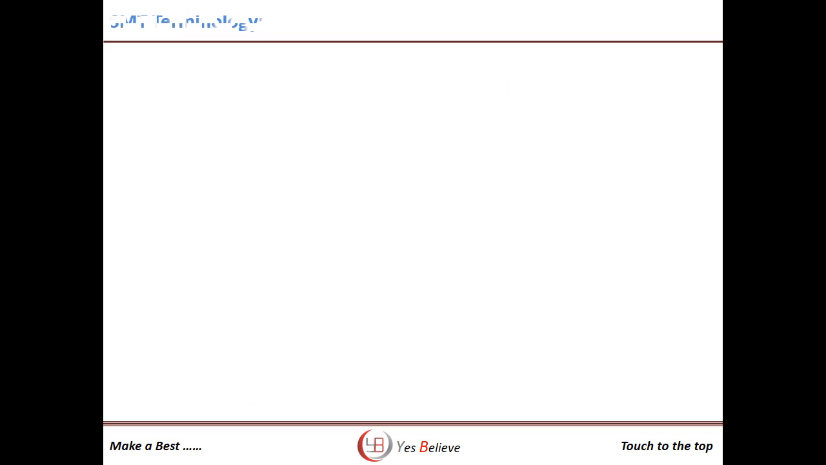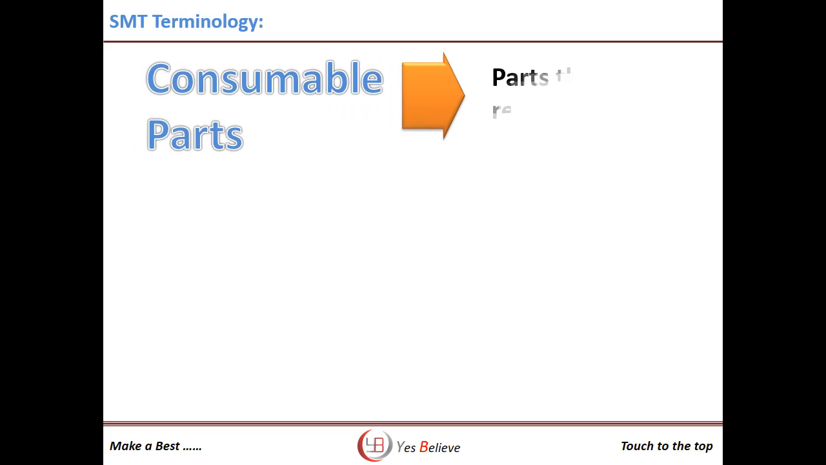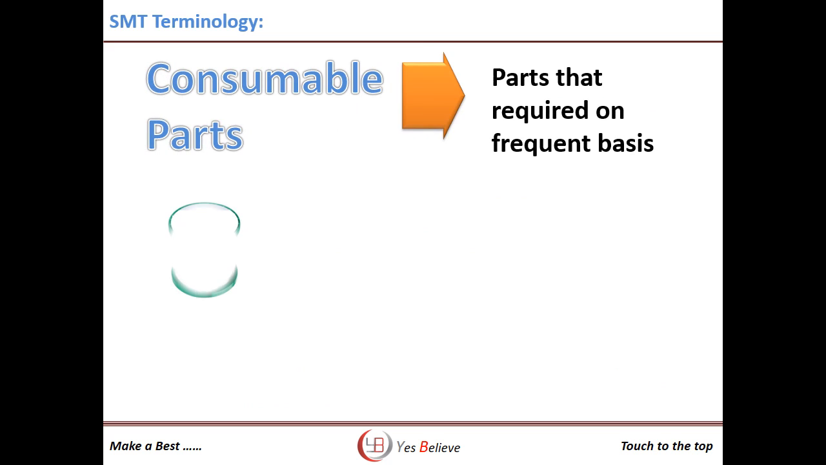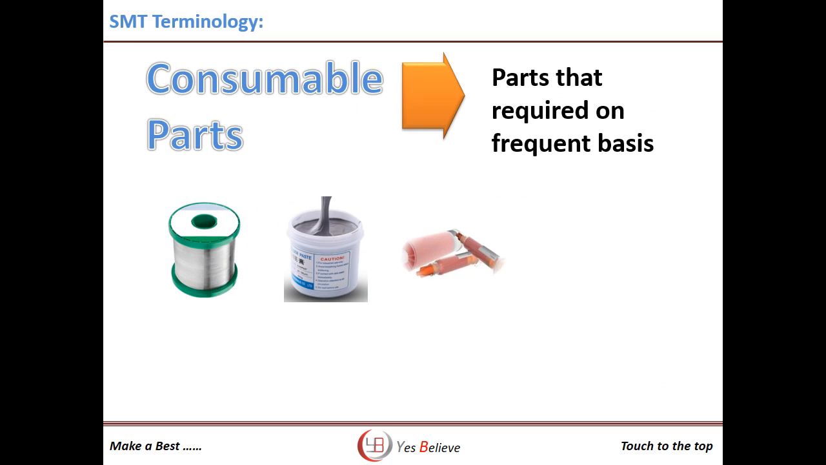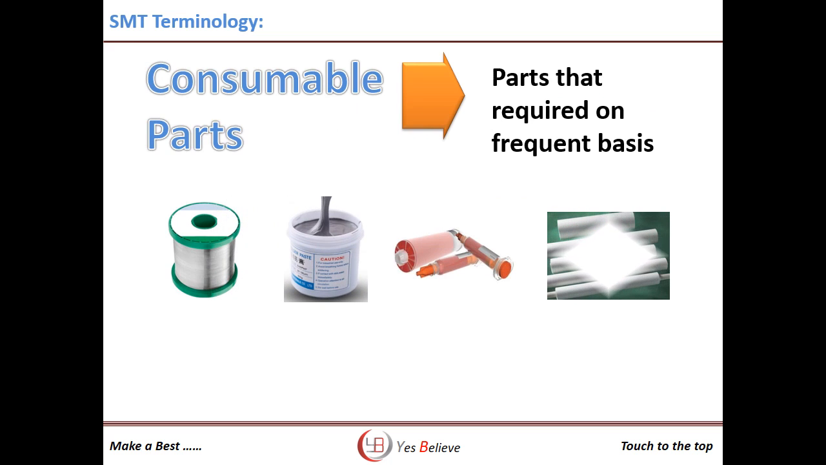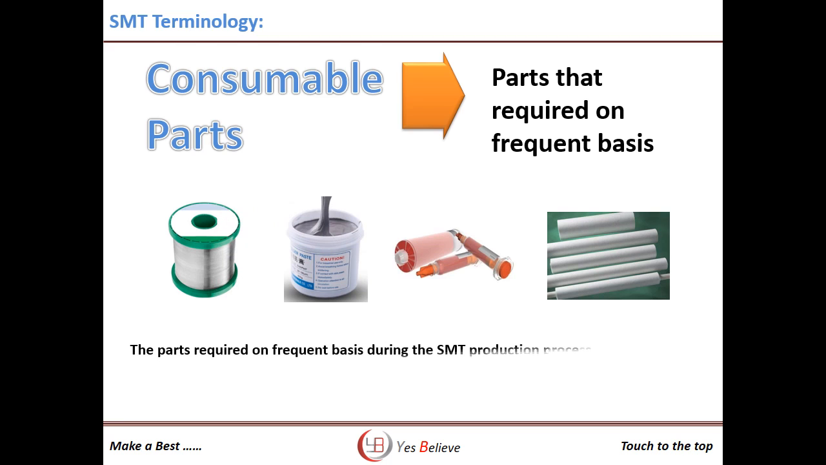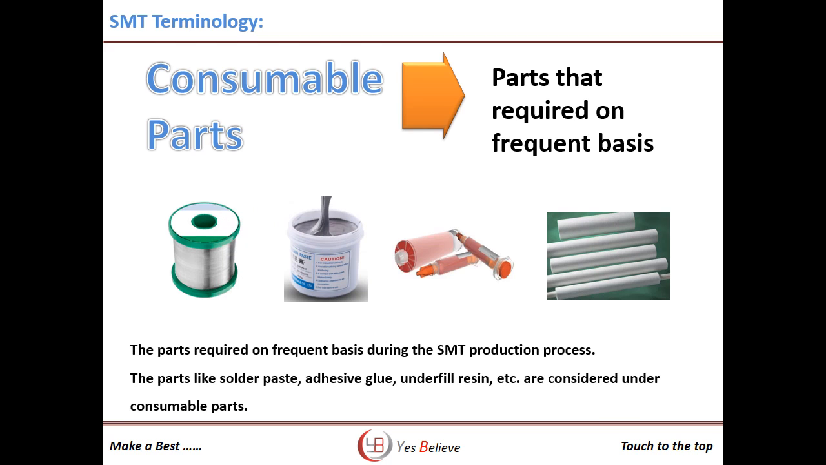Other than SMT components, the parts or material required on a frequent basis during the SMT production process are referred to as consumable parts. Parts like solder paste, adhesive glue, underfill resin, etc. are considered consumable parts.